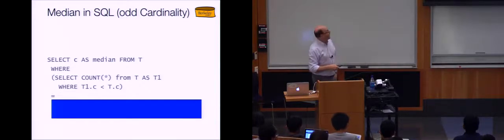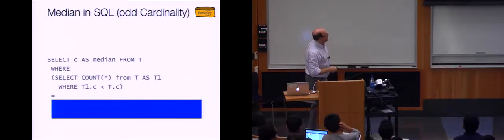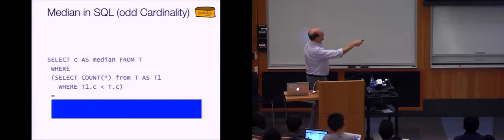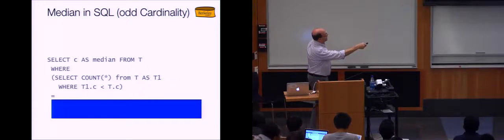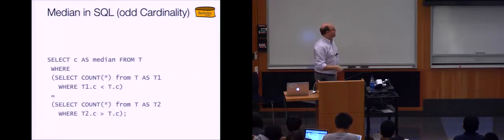Well, you say, okay, here's a number of things that are smaller than C, right? So I'm going to select, I'm going to use T again, and I'm going to say, all right, count how many things in this other copy of T are less than this particular value of C for this tuple from T. Those are the ones that are less, and I want that to be equal to the number of things that are bigger than that in that same relation. Okay, so that's how I do it.